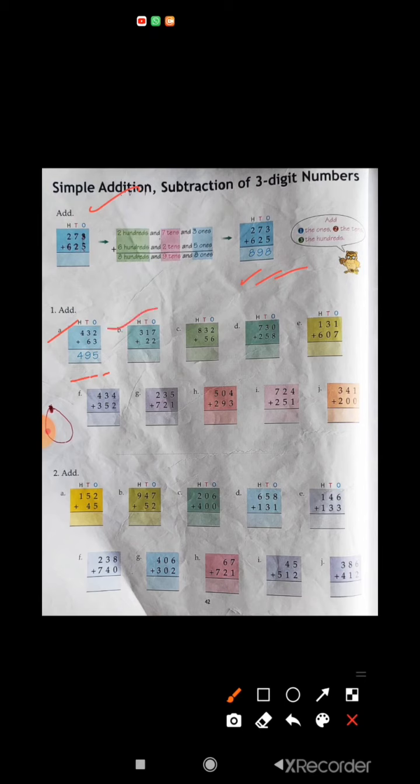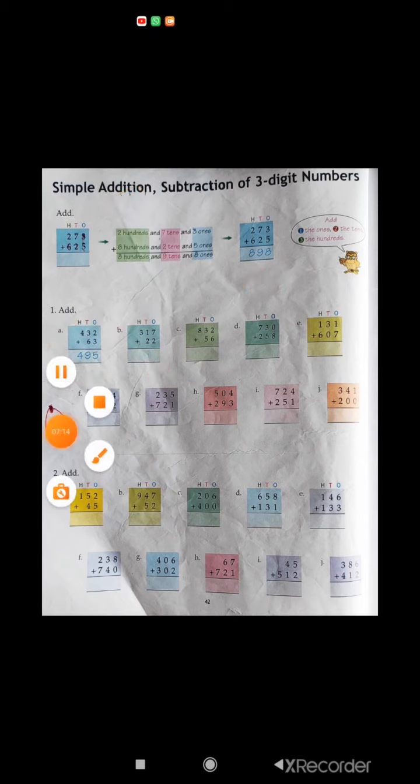Like this we will do B part. The question is 317 plus 22. Now add these together. Add the ones first. 7 plus 2, 9. Now add the tens. 1 plus 2 is 3. Add the hundreds, 3. The answer is 339.